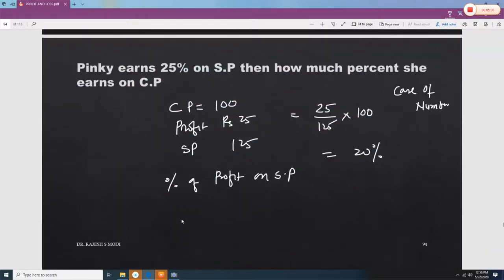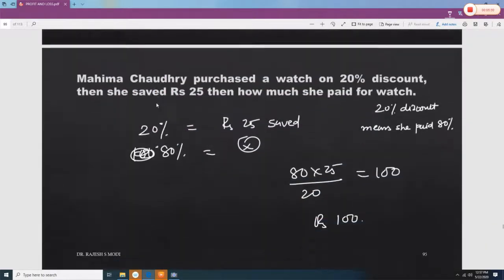Pinky earns 25% on SP, then how much percent does she earn on CP? Let's say CP is 100, then profit is 25%, so 25, so SP will be 125. Here the rupee value is not given, so it is a case of a number. So 25 over SP, which is 125, so divided by 125, she is going to make a profit of 20%. Pinky is making a profit of 20%.